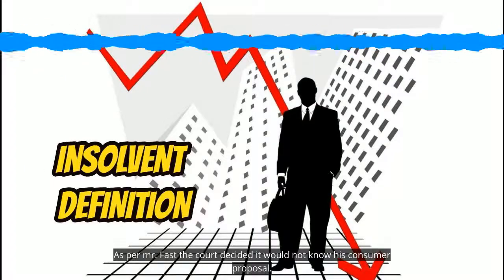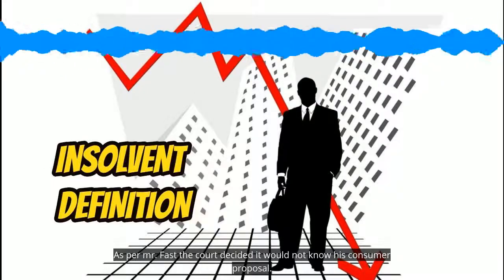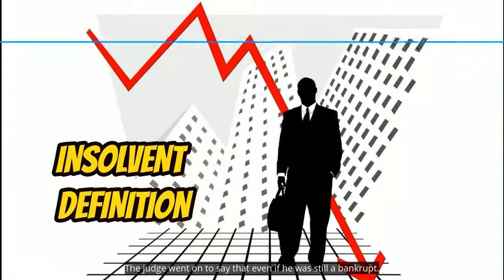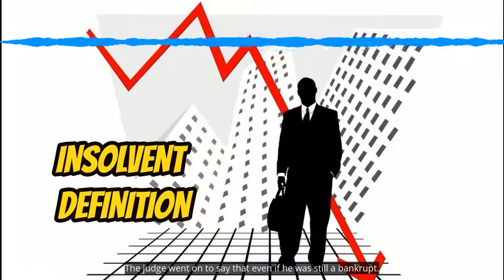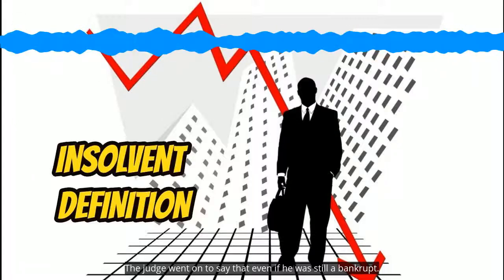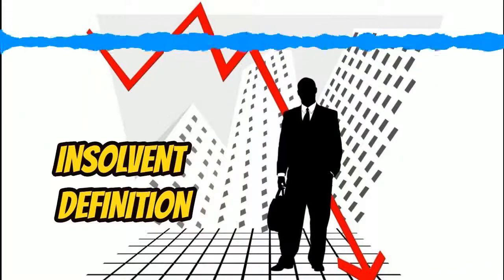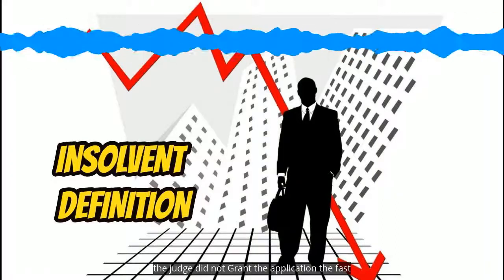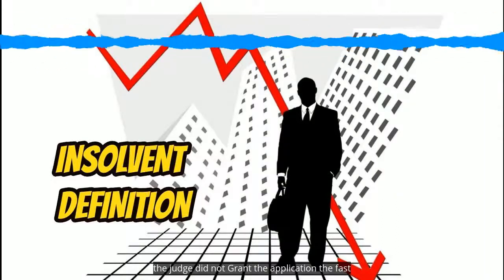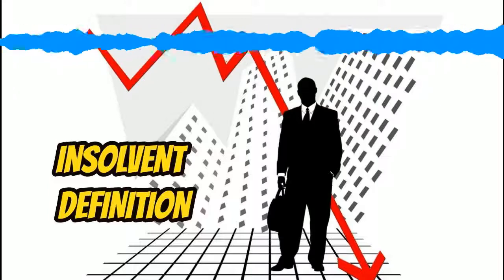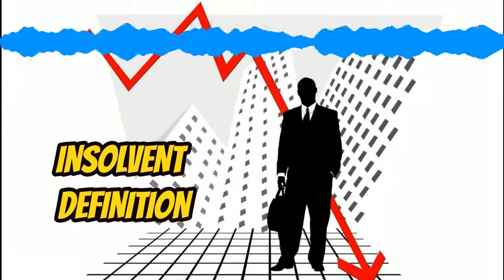As for Mr. Fast, the court decided it would not annul his consumer proposal. The judge went on to say that even if he was persuaded to do so, Mr. Fast was still a bankrupt and the judge had no evidence for the proposition that his bankruptcy should also be annulled. So, the judge did not grant the application. The Fasts are under their respective BIA proceedings and Mr. and Mrs. Kormos can file their claim with the Fasts' trustee.